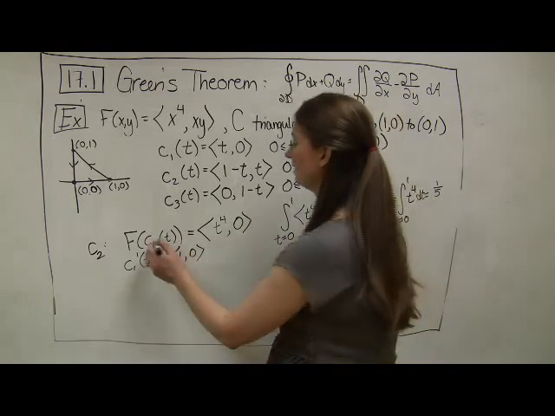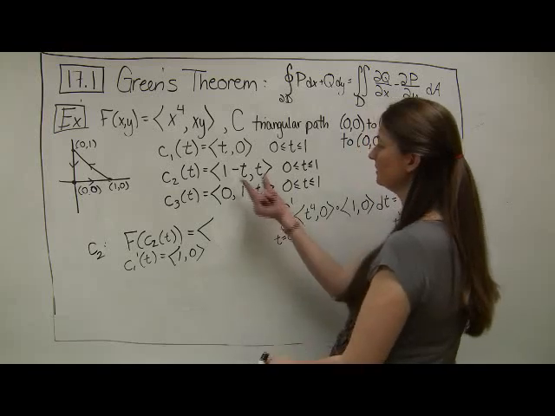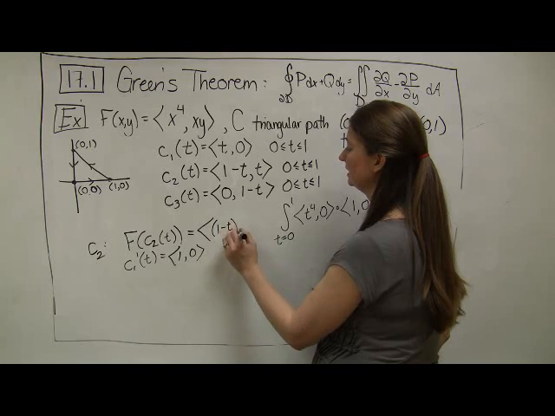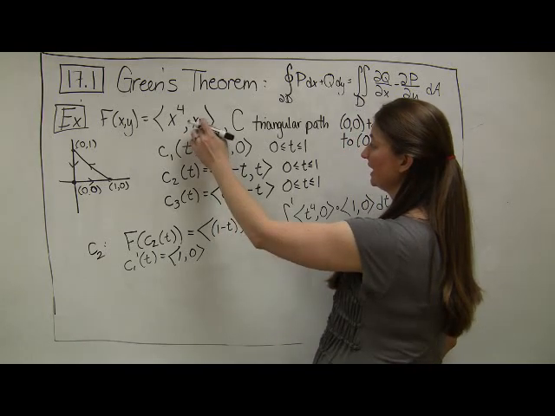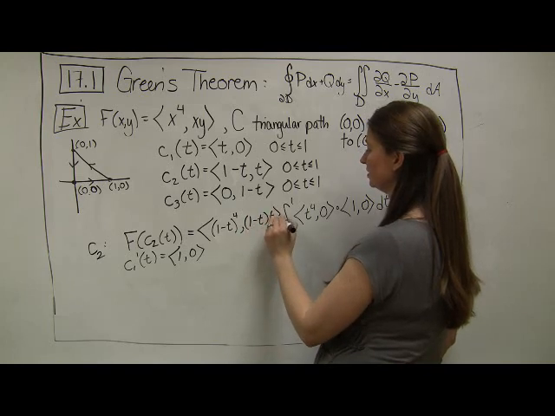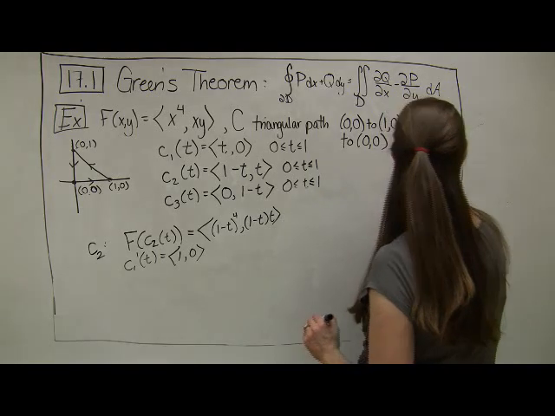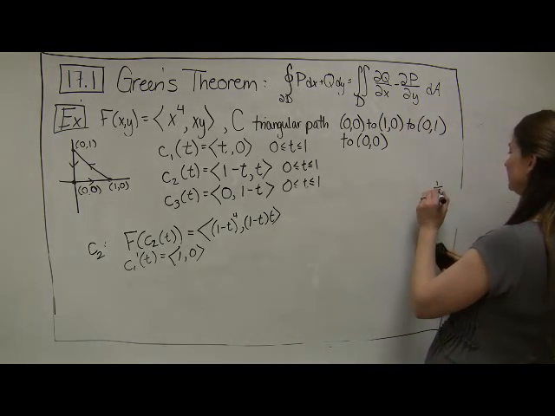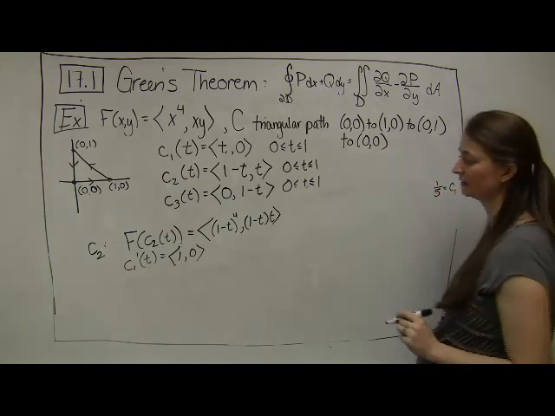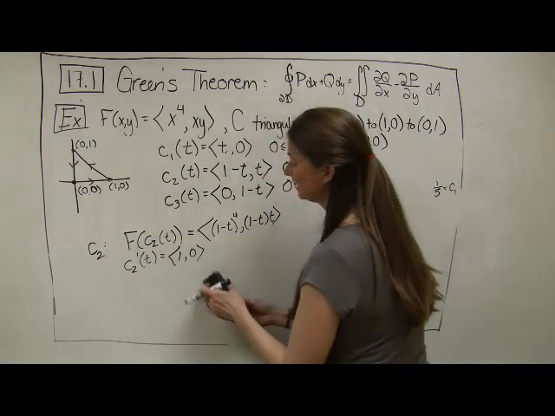C2 now, f of C2 of t is going to be evaluated where my x values are (1 minus t) to the fourth, and my xy term is going to be (1 minus t) times t. Notice that this is a little more complicated than the last one. We're going to need to do a little more work. I'll keep this 1/5 up. This 1/5 was our first path, our C1 path. We're also going to need to find out what is C2 prime.